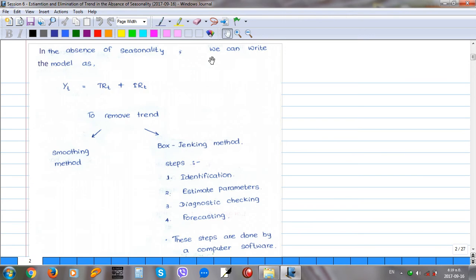In the absence of seasonality, we can write the model as the addition or multiplication of two components, trend and irregular. To remove the trend we can use two methods: one is the smoothing method, the other is the Box-Jenkins method. This can be done using computer software. There are four steps: identification, estimating parameters, diagnostic checking, and forecasting. So by using these two methods we can remove the trend.